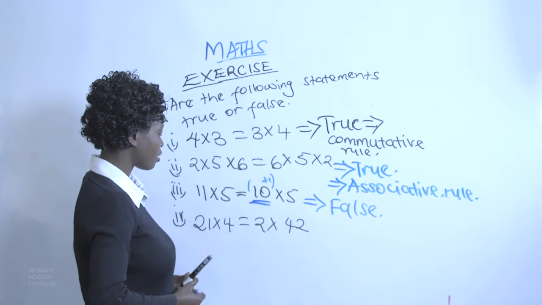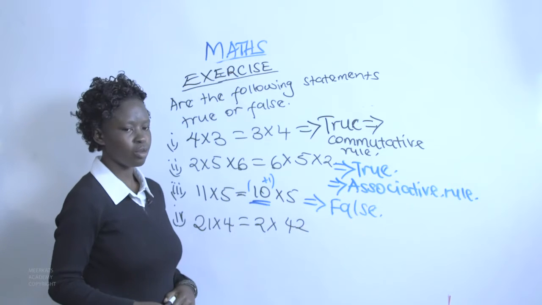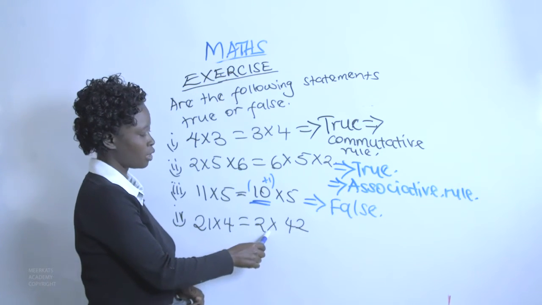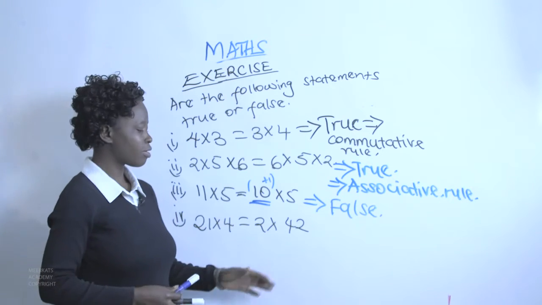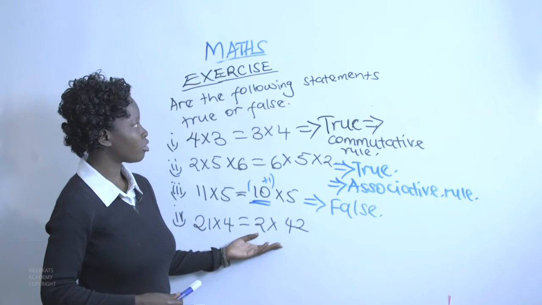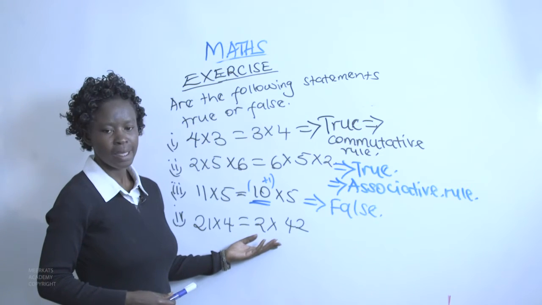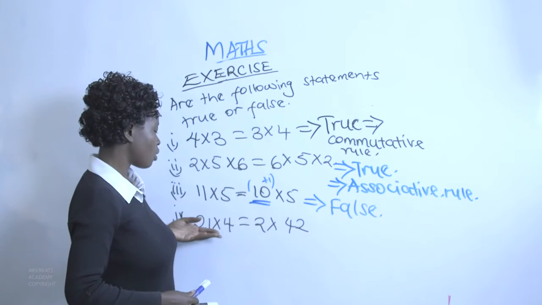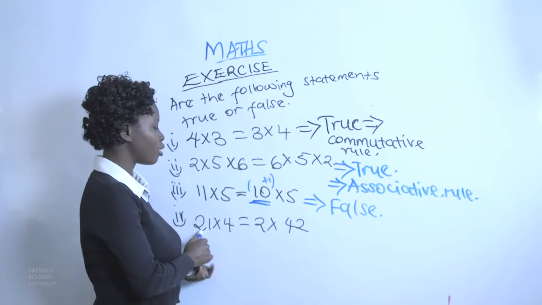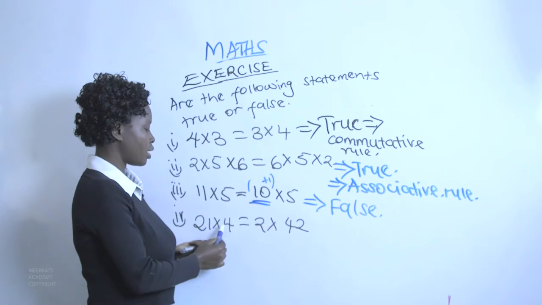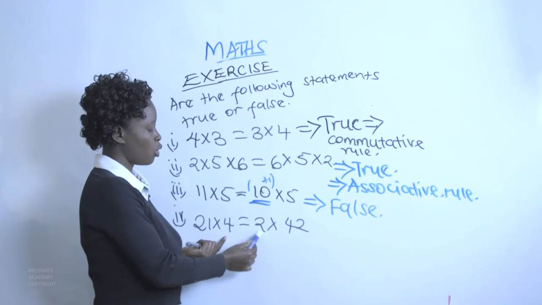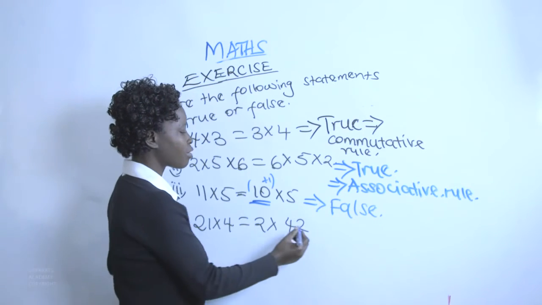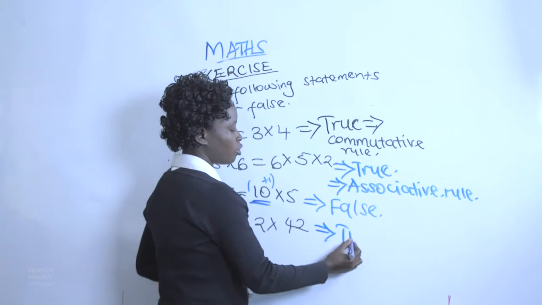Then the other equation we have is 21 times 4 is equal to 2 times 42. In this equation, we find that whatever rule they are applying is the doubling and the halving rule. So with the doubling, in this case, they have doubled 21 to 42. Then they have halved 4 to 2. So when you use the doubling and the halving rule, it means that our statement is very much true.